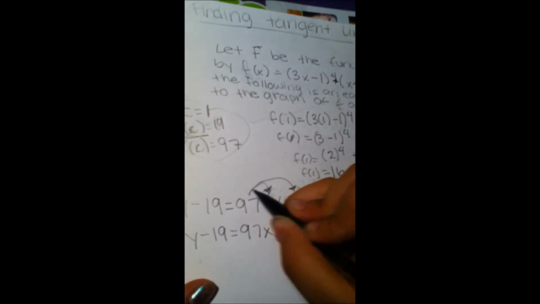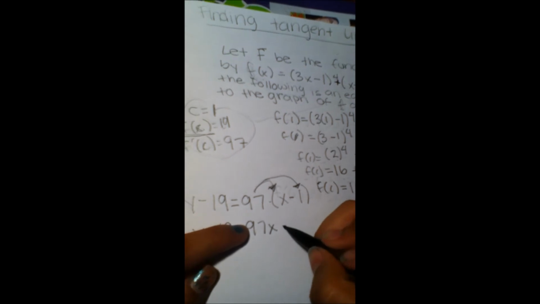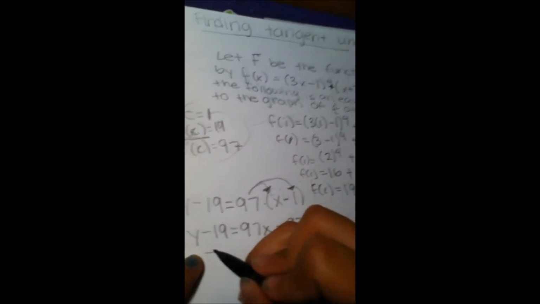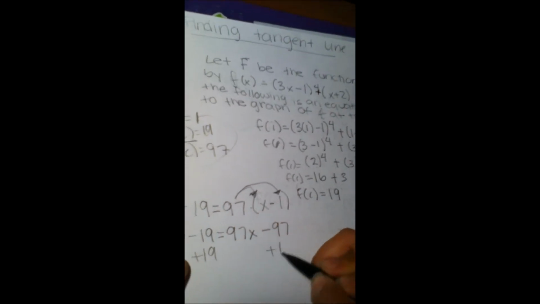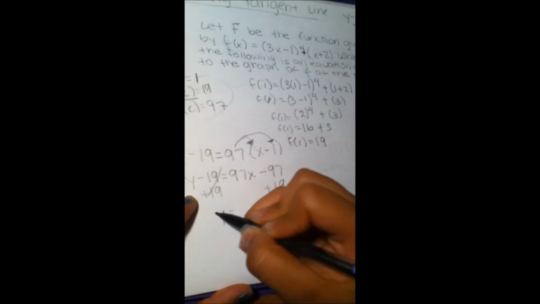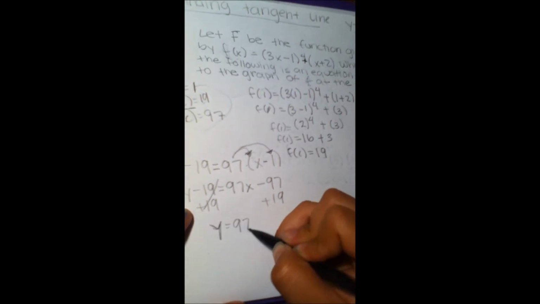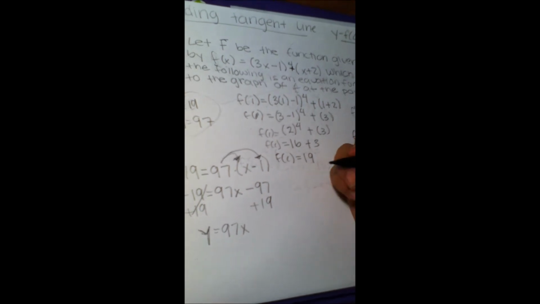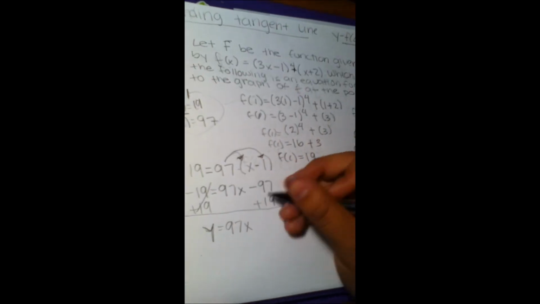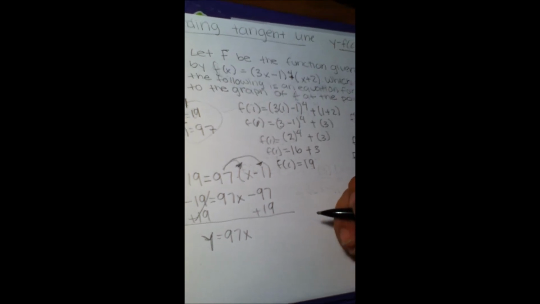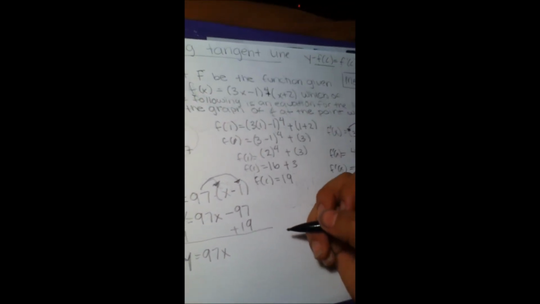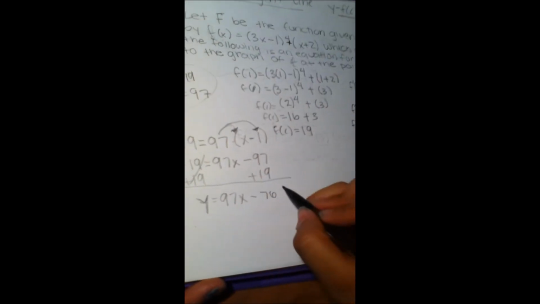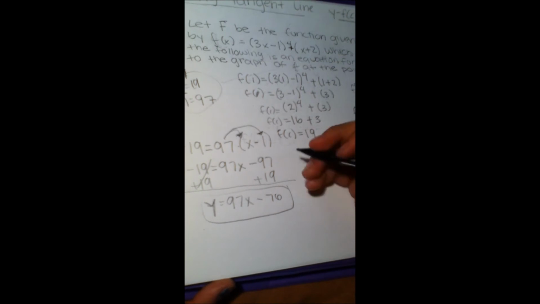Y minus 19 equals 97x minus 97. We're going to add the 19 to both sides. That side will cancel, leaving y itself. Negative 97 plus 19 equals negative 78. So y equals 97x minus 78 is the equation.